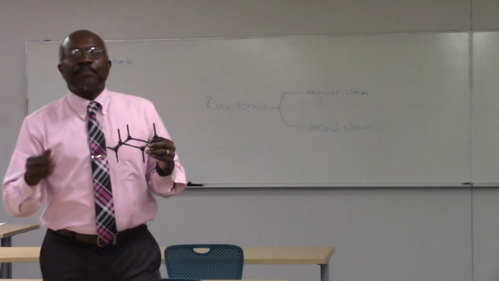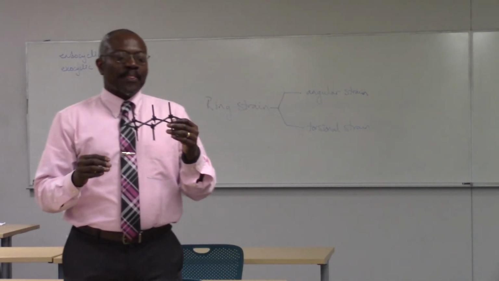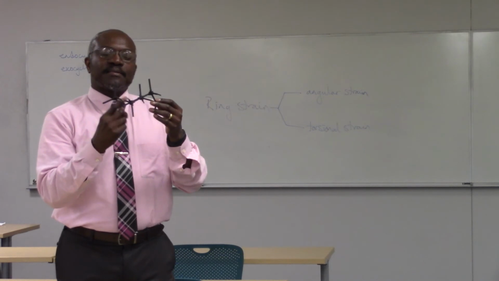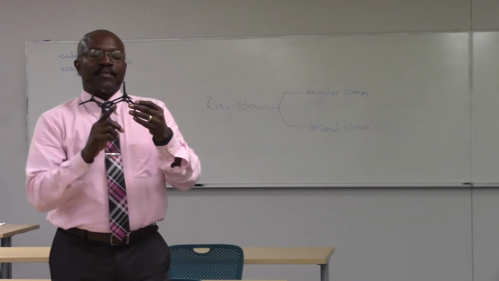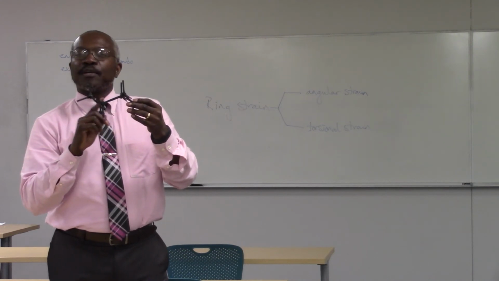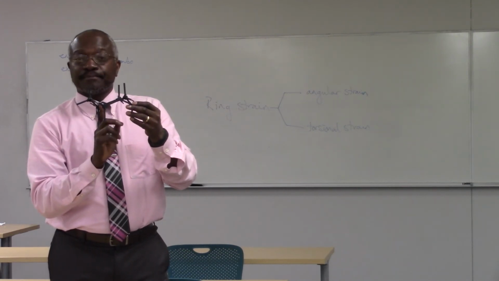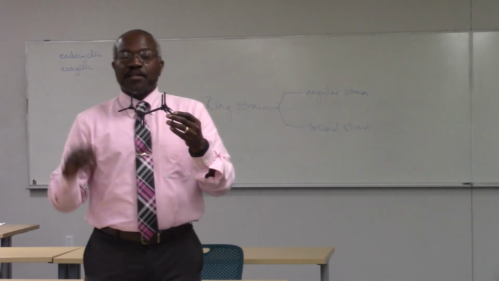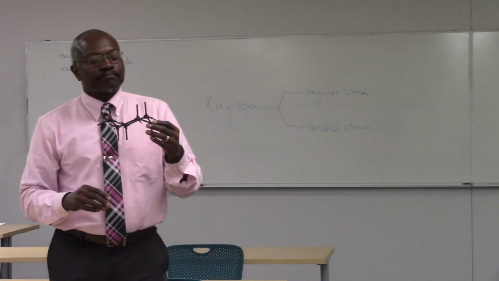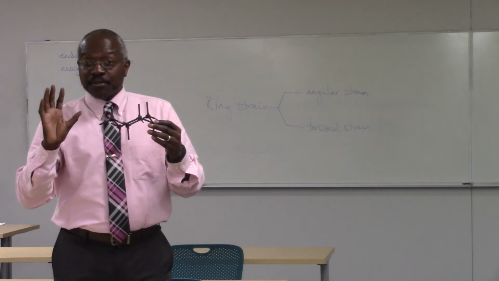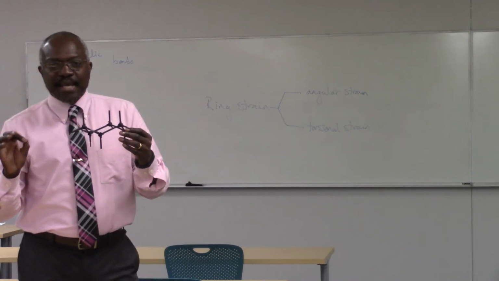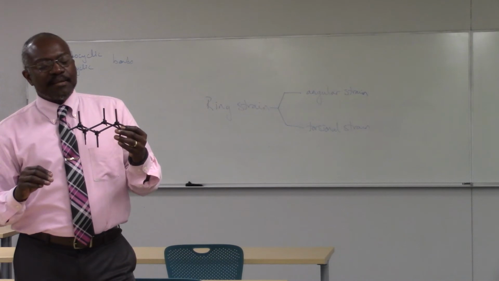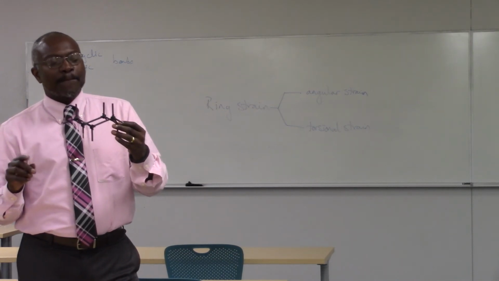It is a series of parallel lines. This endocyclic bond is parallel to this one. This to that one, this to that one. Okay? Sets of parallel lines. That's the endocyclic bonds. If I look at the exocyclic bonds, really they're of two types.